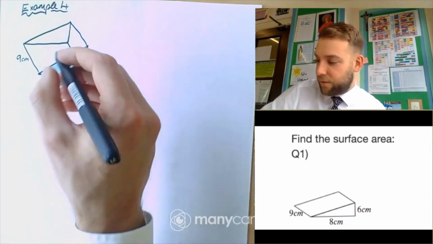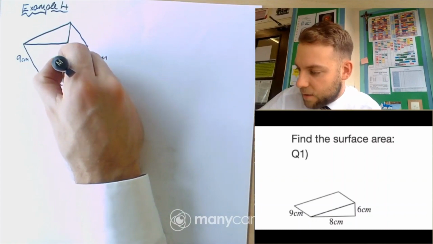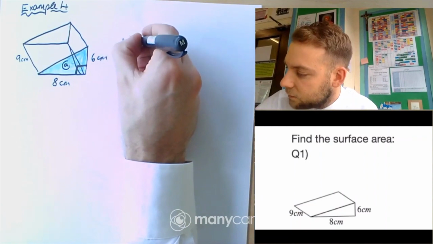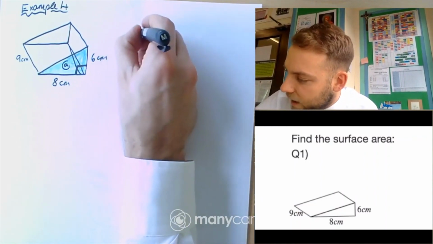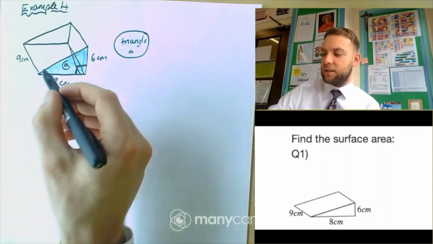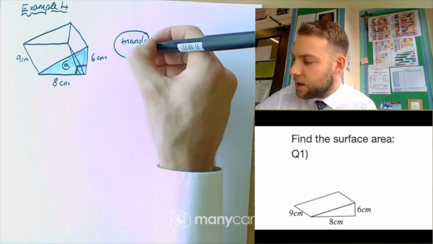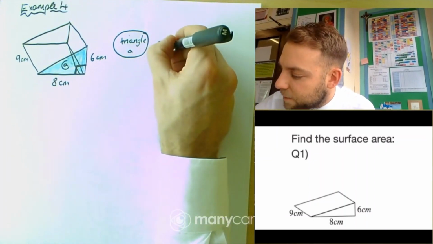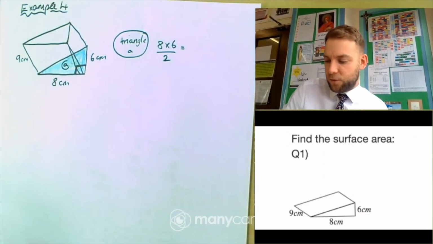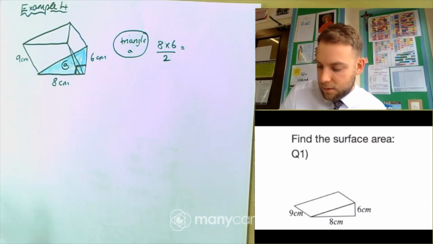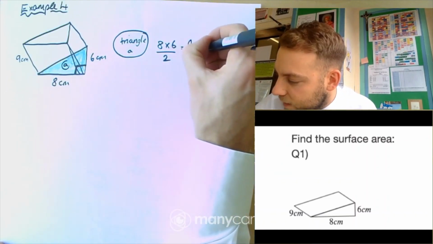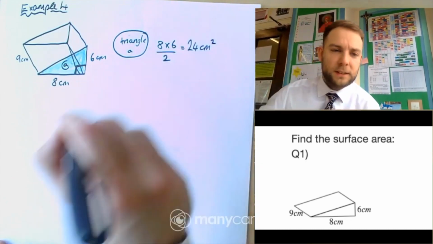So I can work out the area of this triangle. In fact, I will do that now. I'm going to call this triangle A, just to make sure that I know what it is. What is the formula for the area of a triangle? Well, the formula for the area of a triangle is base times height divided by 2. So this one here is going to be 8 times by 6 divided by 2. 8 times by 6 is 48, divided by 2 is equal to 24. The area of this triangle in front is 24 centimetres squared.